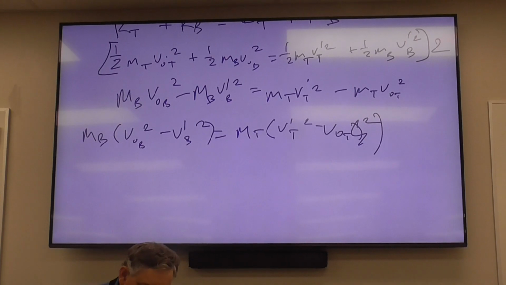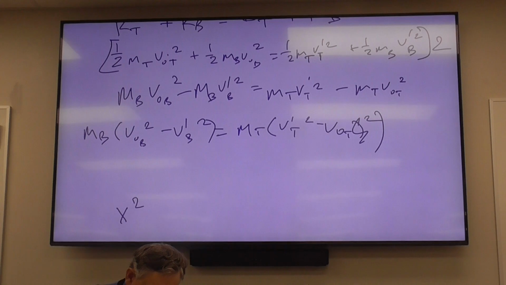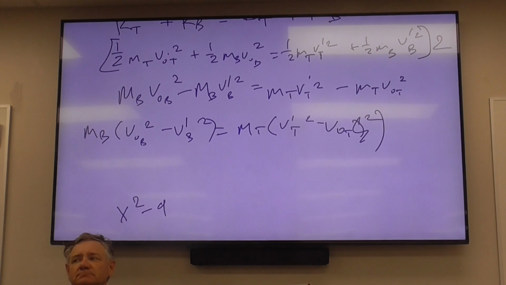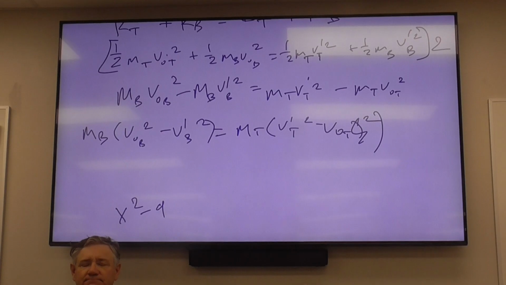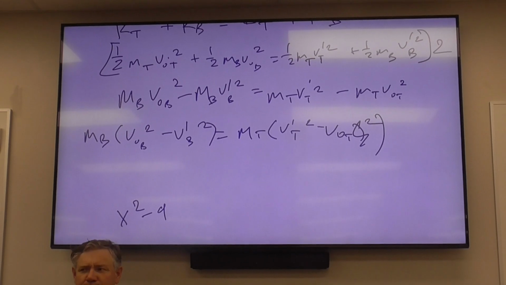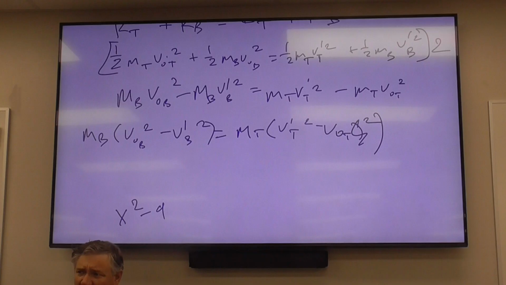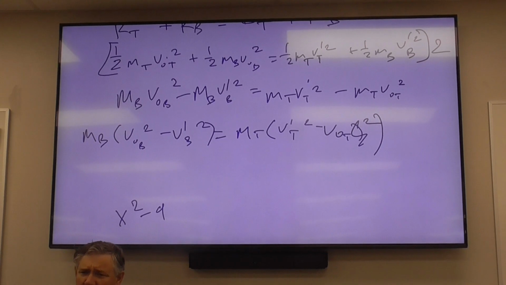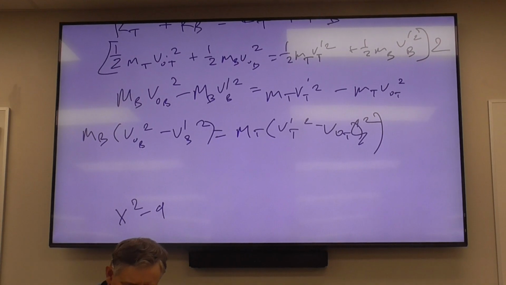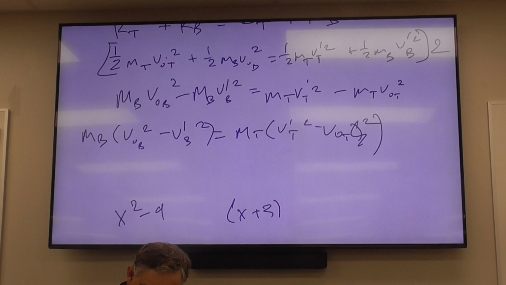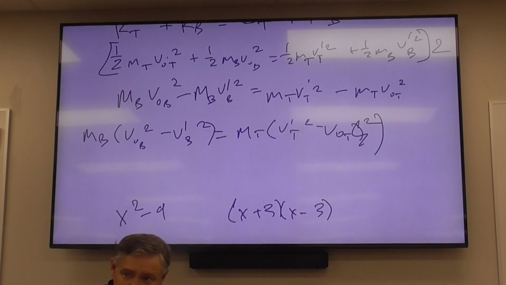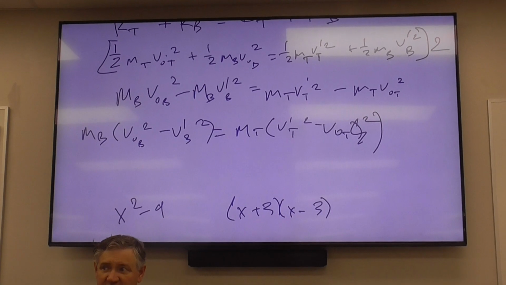So if I ask you to factor x squared minus 9, what would you write? X plus 3 times quantity x minus 3, right? When you have the difference of squares.